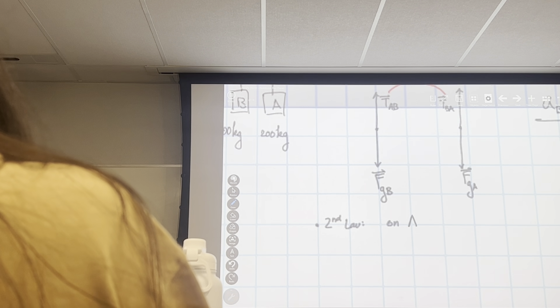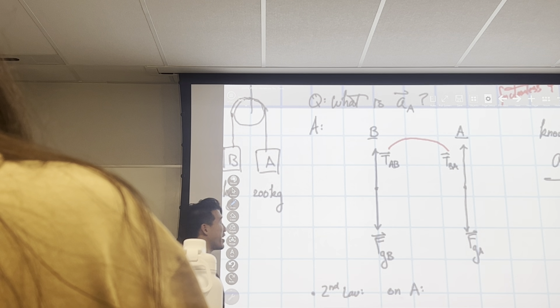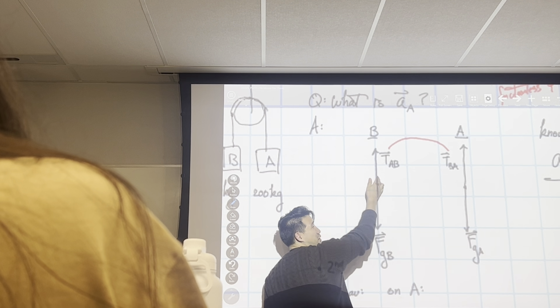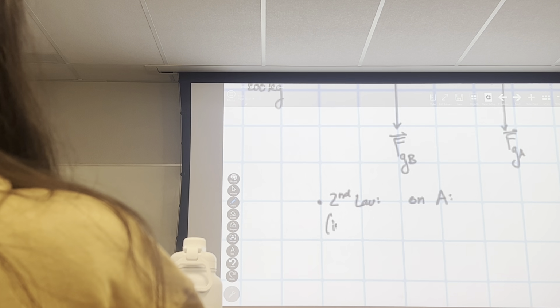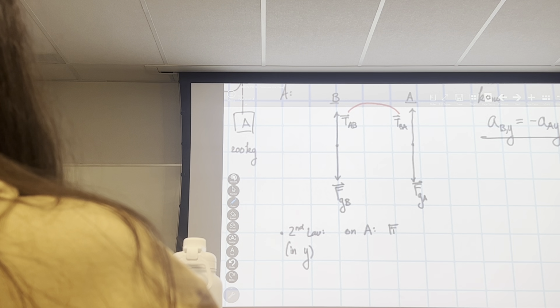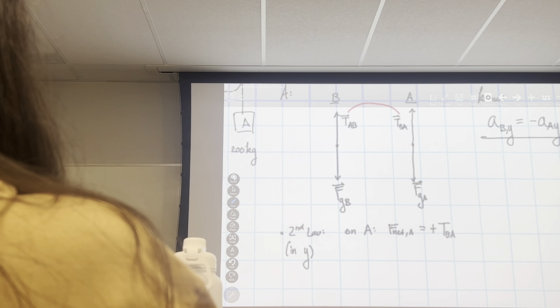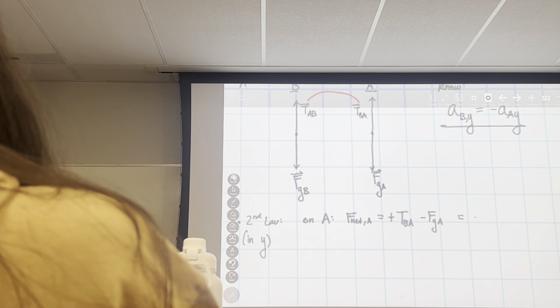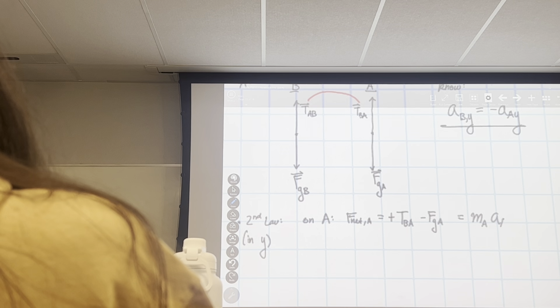So on A, and here I think on the free body diagram it's very clear. The interesting physics are in the y direction. We don't have to consider the x direction at all. So second law, we'll just say in y. So on object A, the net force on A is going to be positive tension B onto A minus the force of gravity onto A. And the second law is going to tell us that this is equal to mass of A times the acceleration of A.